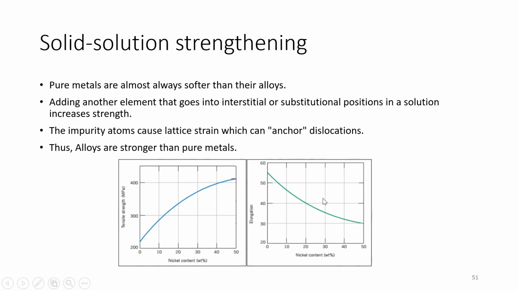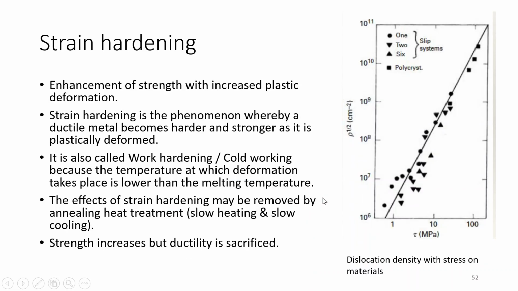and the ductility reduces. Strain hardening is the enhancement of strength with increased plastic deformation. Strain hardening is the phenomenon whereby a ductile metal becomes harder and stronger as it is plastically deformed. It is also called work hardening or cold working because the temperature at which deformation takes place is lower than the melting temperature.